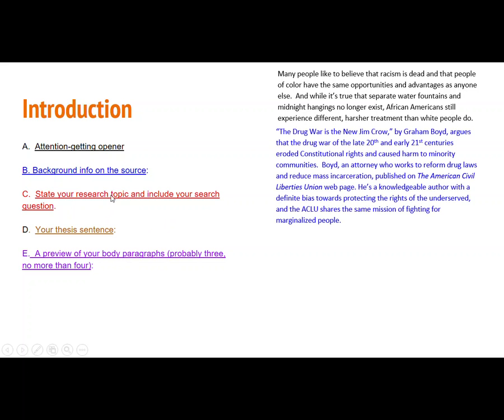The next thing you have to do is to give background information on your source. You're taking this material from the summary and the source analysis paragraphs that you wrote in the previous assignment. So, The Drug War is the New Jim Crow by Graham Boyd. Tell me the name of the article, the name of the author. Argues that the drug war of the late 20th and early 21st century eroded constitutional rights and caused harm to minority communities. I'm going to click to the next slide just for a minute.